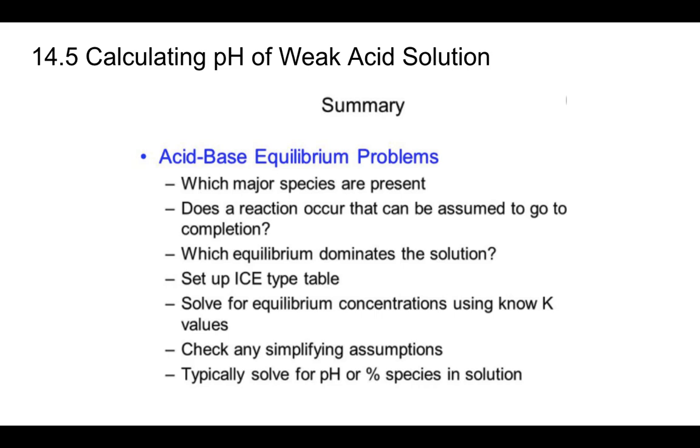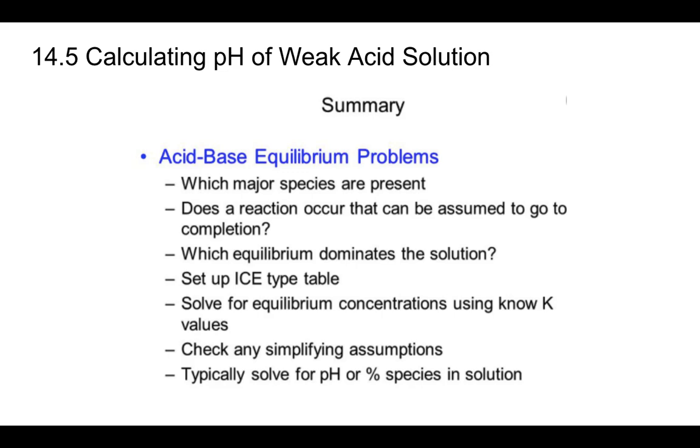So just to summarize here, 14.4 and 14.5, when you're working these acids, and also as we're going to see in the next section, base equilibrium problems, the first step is, what are your major species? The second step, are there any reactions we can assume go to completion, like a strong acid? Can we assume that certain reactions go to completion? If not, then what is the equilibrium that's going to dominate the solution? Which equilibrium has a greater K value? That's typically going to be the one that's going to give you the most ions.